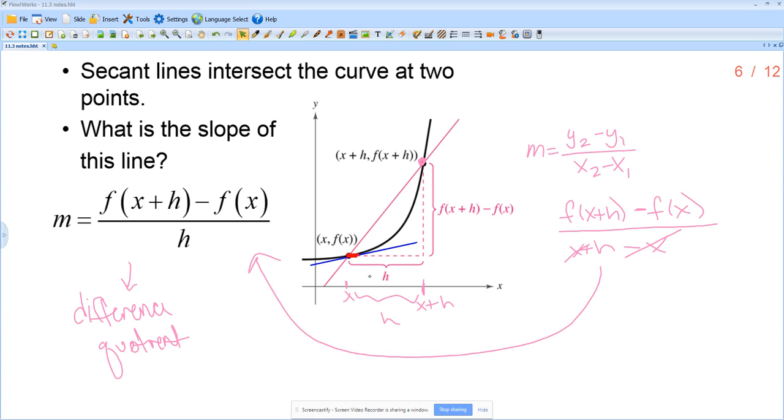Well, what does that mean about my h value? Over here, h was something like 7. Then as I'm moving this closer, I'm making it 6, and then 5, and then 4, and then 3. So what I'm trying to do is make h 0. I'm shifting that h closer and closer to 0 so that I can get a line that's essentially the tangent line.